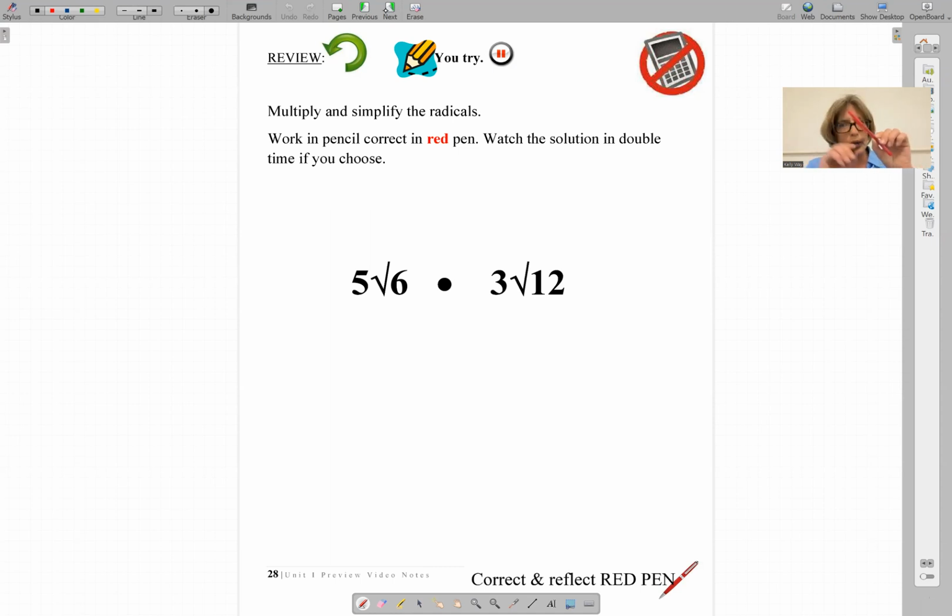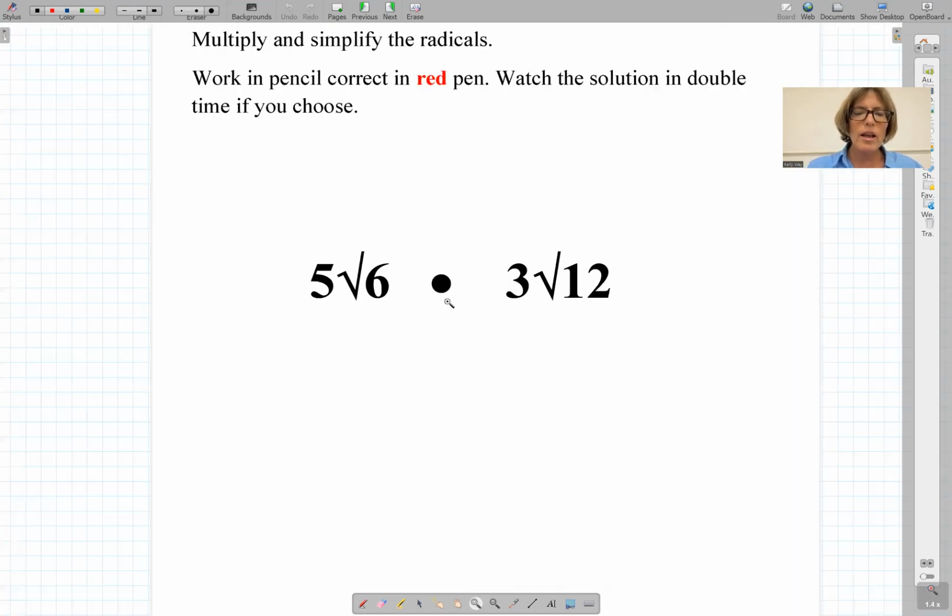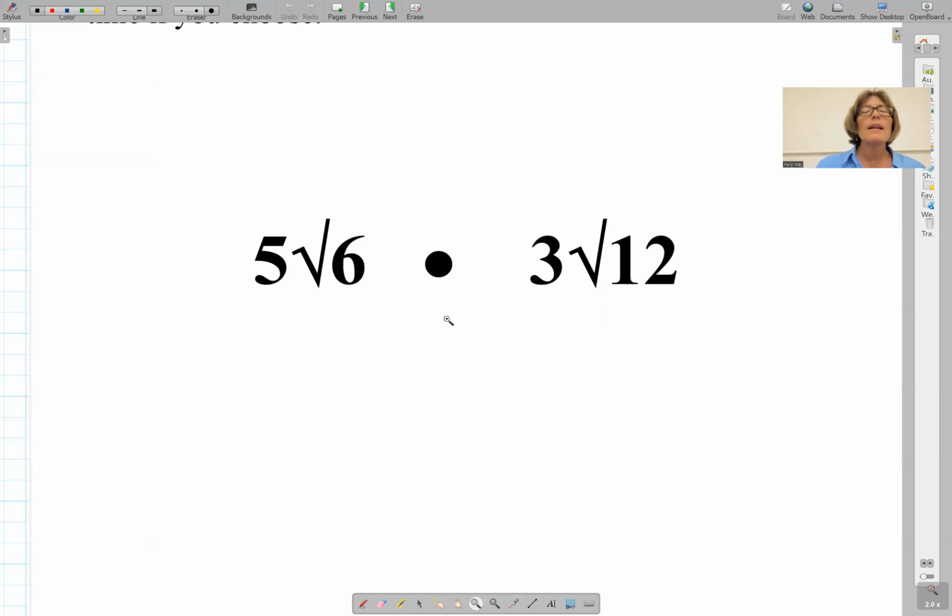If you think you know what you're doing, speed through just to the answer, or you can follow along with the explanation. When we multiply and divide radicals, all you have to remember are these 3 steps. Innies, outies, simplify. Innies, outies, simplify. Innies, outies, simplify. This is what I mean.